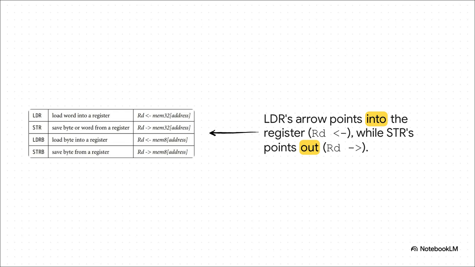And what's so cool is that the syntax itself actually shows you which way the data is going. Look at this. For LDR, the arrow points into the register. You're loading into it. For STR, the arrow points out of the register, heading to memory. It's this simple, really elegant visual cue that's baked right into the language.